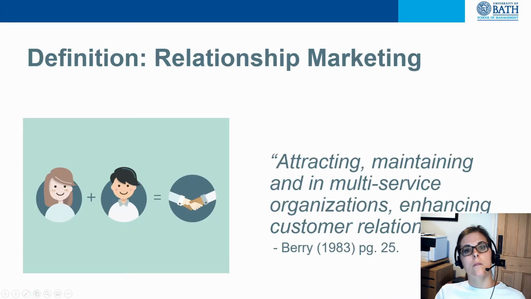That then has evolved onto relationship marketing. So we examined the role of business networks and ecosystems in the previous lecture. And as such, we looked at the actors that exist within those networks and the relationships between them and how they started to embed their resources, embed their capabilities, and actually exchange them with one another for the mutual good. And that is where we are now with relationship marketing. And it's attracting, maintaining in multi-service organizations and enhancing customer relationships. So it's not just that transaction, but actually how do we work together for each other's mutual benefit?